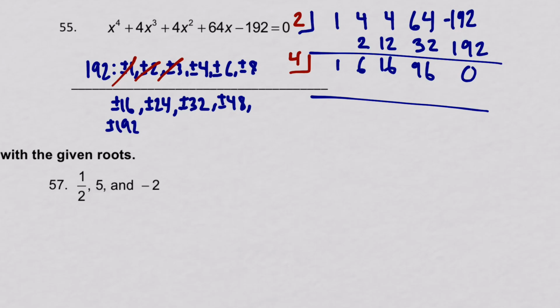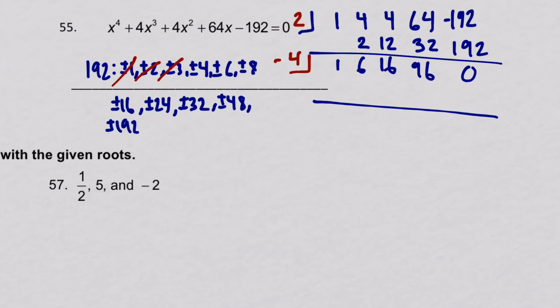Okay, next, 4. Bring down the 1. 4 times 1 is 4. 6 and 4 makes 10. 4 times 10 is 40. 16 and 40 makes 56. 4 times 56 is going to make 224. So no, that's not going to work.